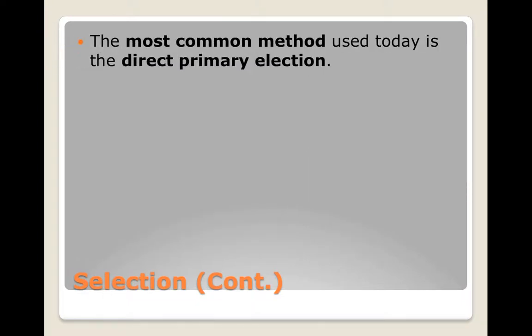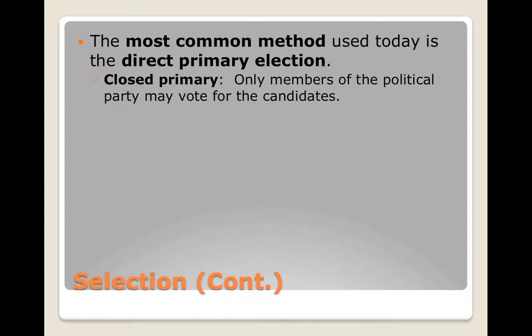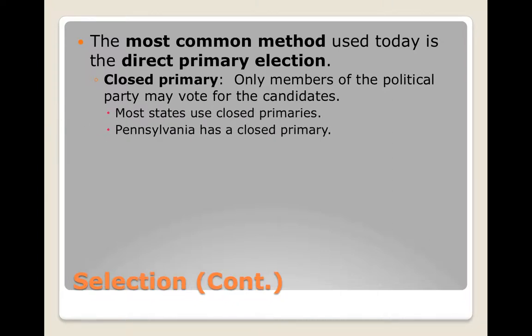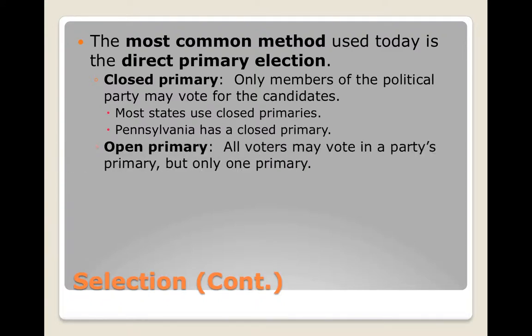The most common method used today is a direct primary election. There are closed primaries in which only members of the political party may vote for the candidates. Most states use closed primaries. Pennsylvania has a closed primary. And there are open primaries in which all voters may vote in a party's primary, but only one primary.